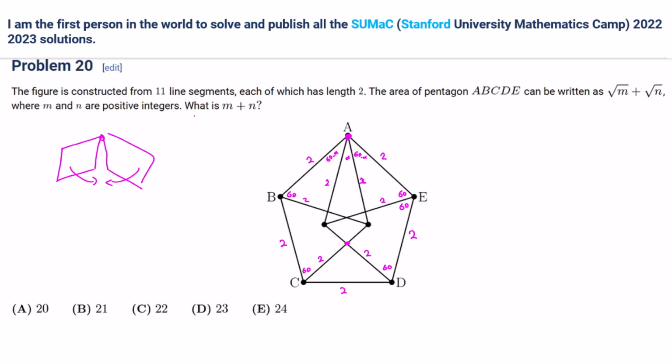What can we say? We found some angles, and we know this one is 60, this one is 60. Let's call this one FGH. What's the area of ABF equal to? Root 3. Why? Because it's an equilateral triangle, and I just used the formula: side squared times root 3 over 4. 2 squared times root 3 over 4, so it's root 3. So each of these is root 3.